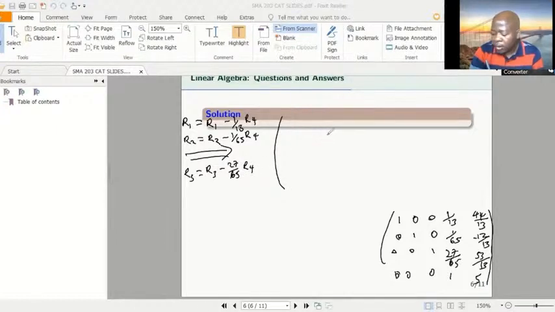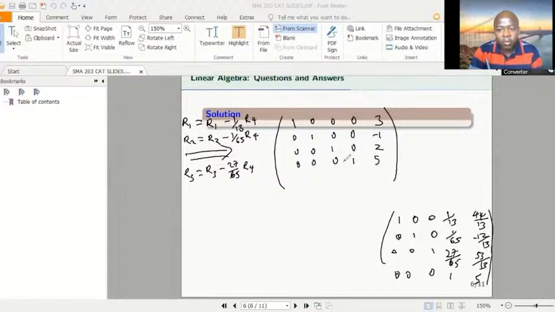Let me write what I get. 1, 0, 0, 0, 3, 0, 1, 0, negative 1. And this is 0, 0, 1, 0, 2. And this is 0, 0, 0, 1, 5.